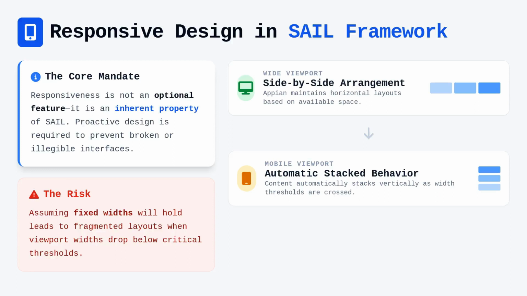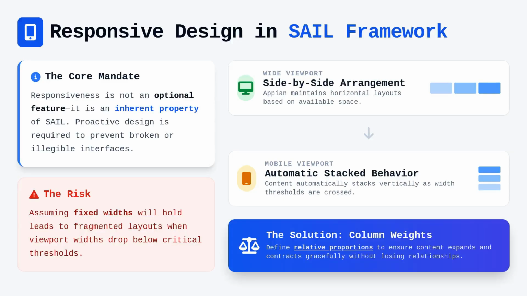If you design with the assumption that fixed widths will always hold, you will inevitably encounter broken or illegible interfaces when viewed on smaller devices. We use column weights to define relative proportions, ensuring that content expands and contracts gracefully without losing its intended relationship to other elements on the screen.